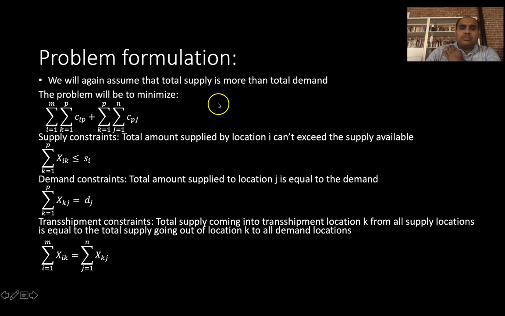Again, we'll assume the total supply is more than total demand. Like in the previous scenario with the transportation model, if the total supply is less than total demand, all we have to do is switch the equal to and the less than or equal to sides. So if the total supply is less than total demand, this will be an equal to constraint, and this will be a greater than or equal to constraint. For the cost function, we now have two components. This is the cost of transporting everything from supply locations to the transshipment locations. This is the cost of transporting from the transshipment locations to the demand locations.